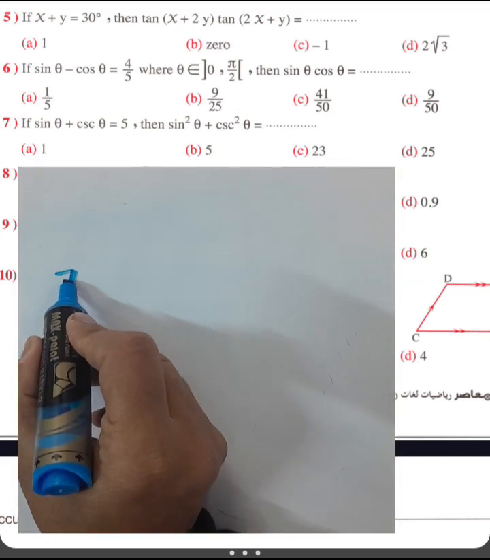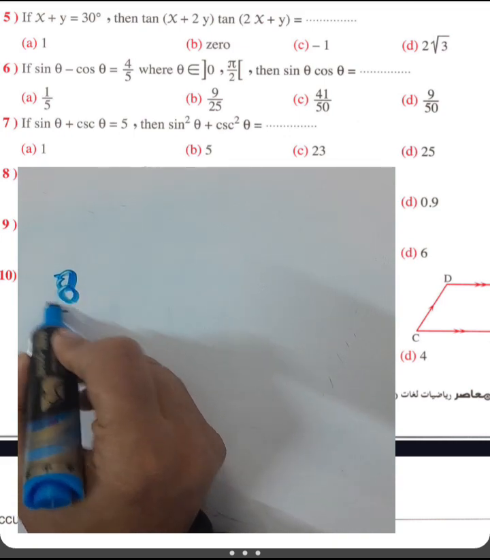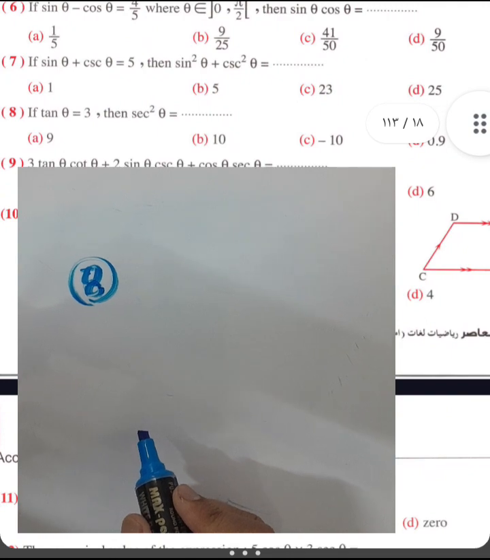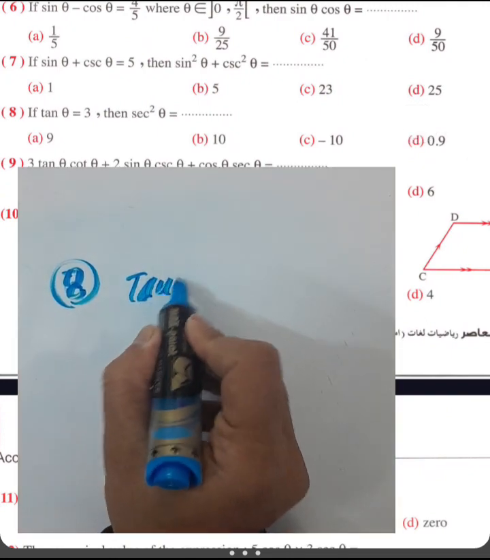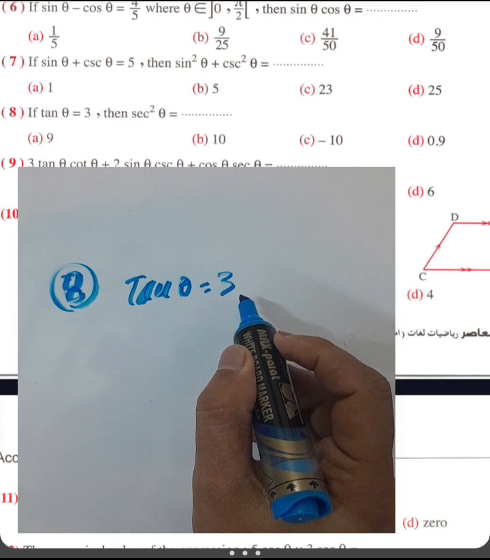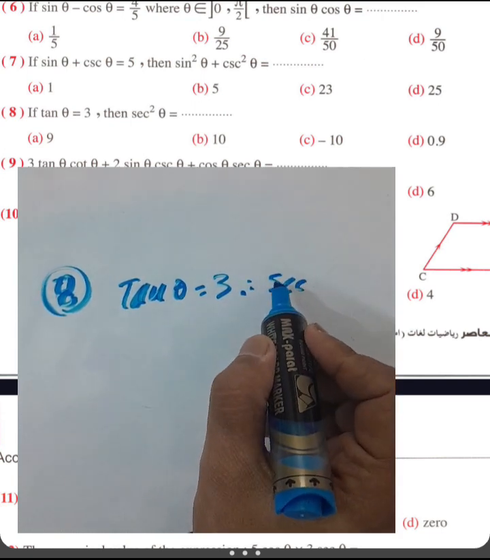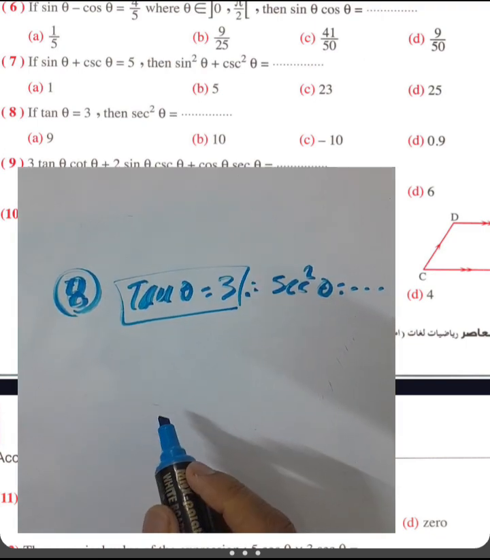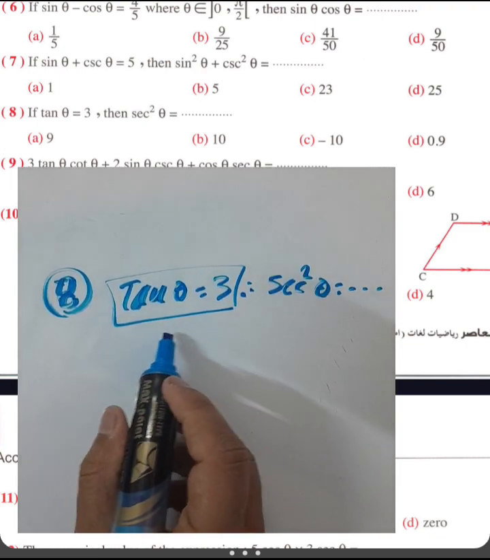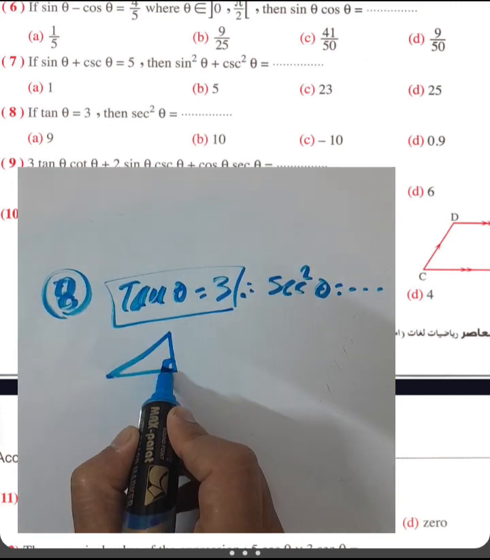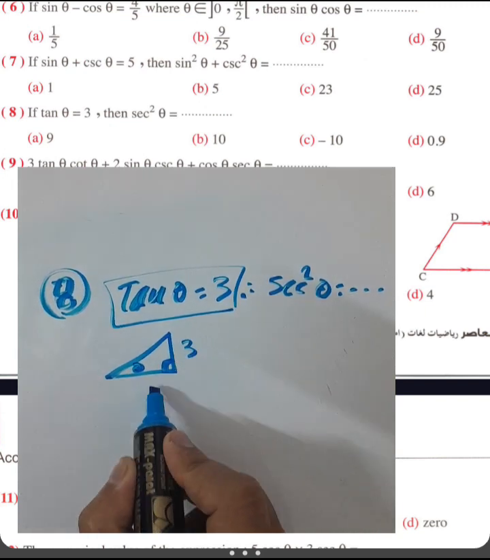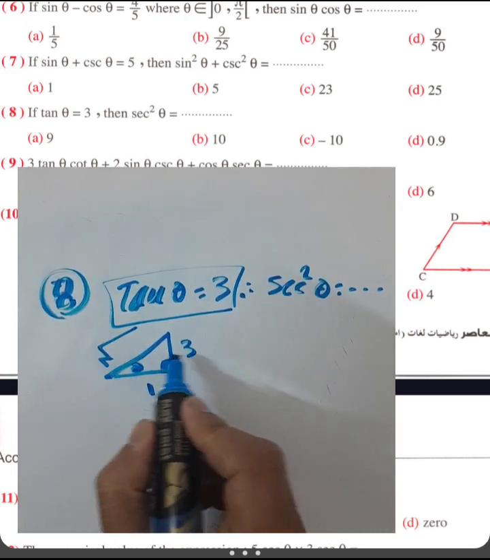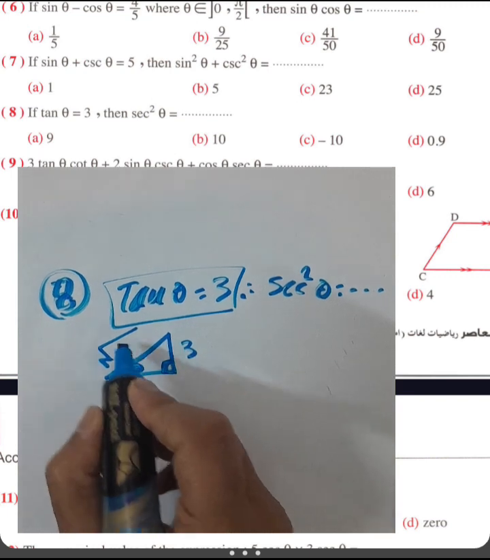Question number 8. If tan theta equal 3, you want to find sec power 2 theta. He give us one information, tan theta. We know tan equal right angle triangle. It will be opposite over adjacent, and hypotenuse square root of 3 power 2, 9, 9 plus 1 equal 10.